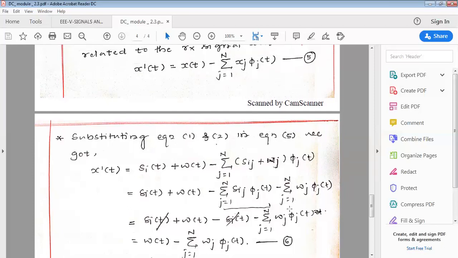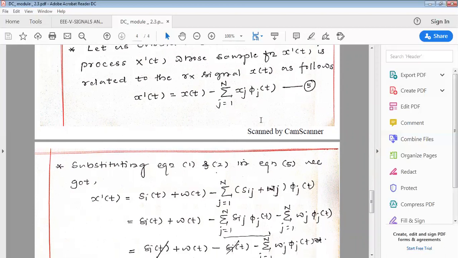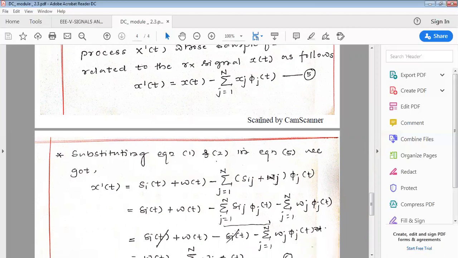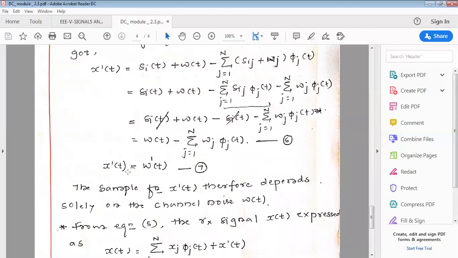So now let us go back to equation number 5, where x dash of t is equal to x of t minus summation j equal to 1 to n xj into phi j of t. Just compare this equation number 5 with equation number 6, so that x dash of t can be made equal to w dash of t. This means the sample function of x dash of t therefore depends solely on the channel noise w of t.